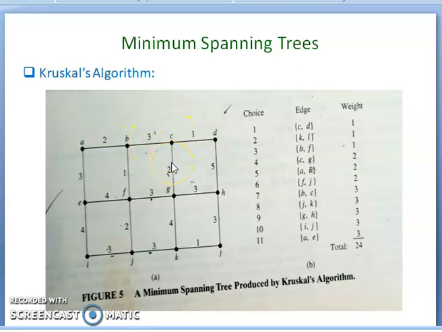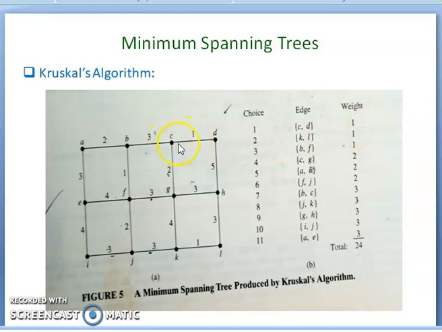In Kruskal's algorithm, just find the edges with the minimum weight. The minimal weight edges are: one is BF, second is CD, third is KL. These are the three edges. Among these three, choose one. CD is the one edge, with weight 1.